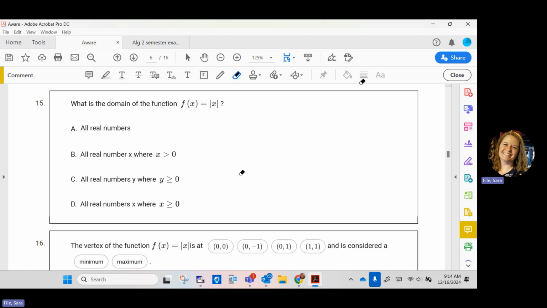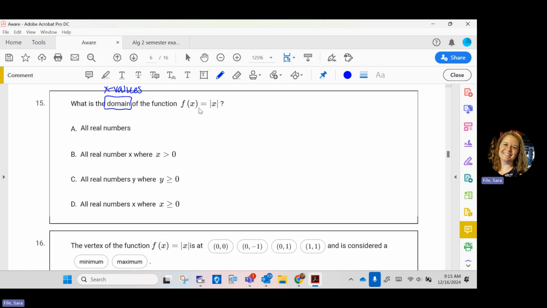This one is asking about the domain. Domain is what? X values, okay? So what are the X values? If that's something you need to add to your reference sheet, you can. What are the X values of the function f of x equals the absolute value of x? So this is the absolute value parent function. It was just graphed in number 13.